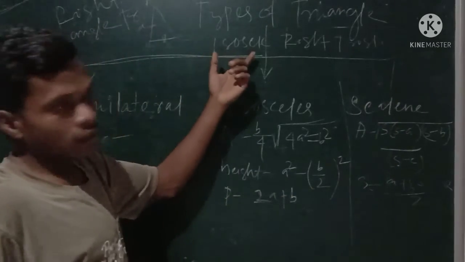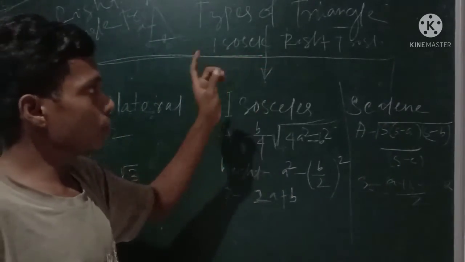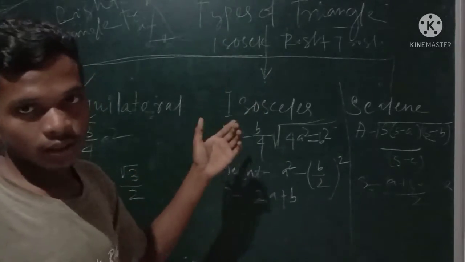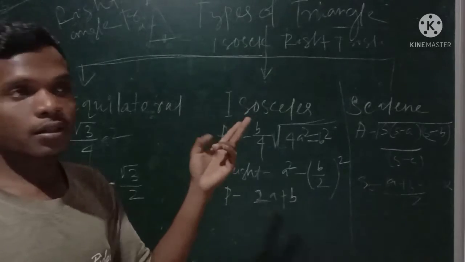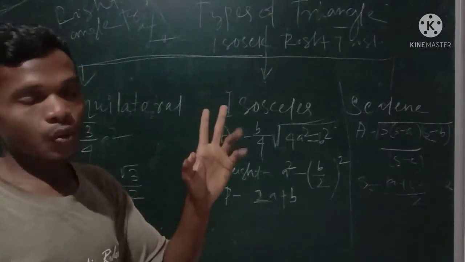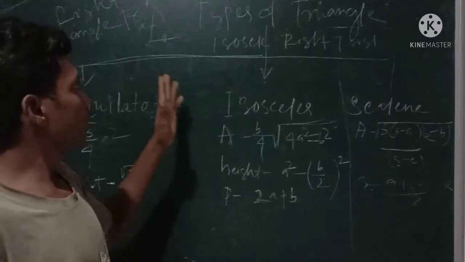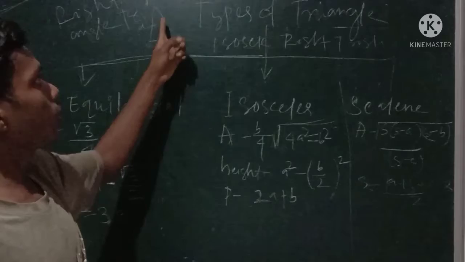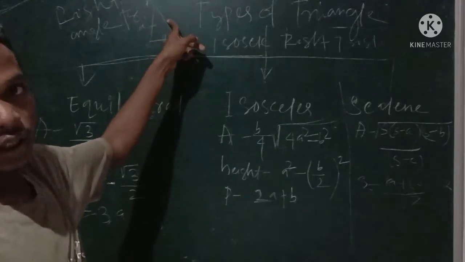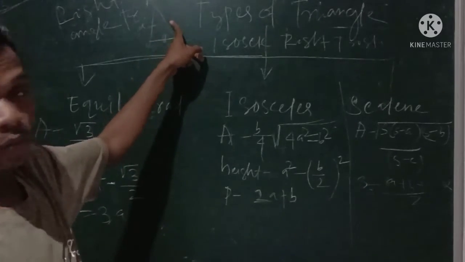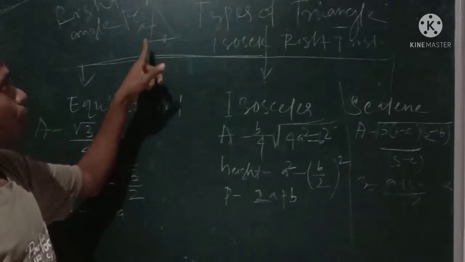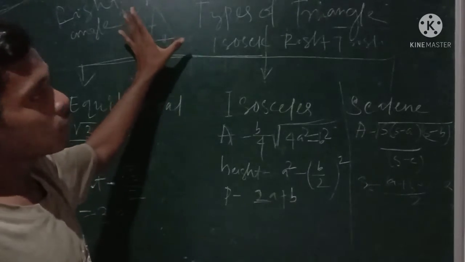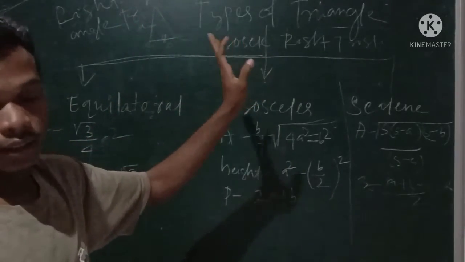We know the isosceles triangle. What is an isosceles triangle? An isosceles triangle is one in which two sides are equal and the other side is not equal, like this. AB and BC sides are equal, but this side is not equal. Here angle B is 90 degrees, so we call this type of triangle an isosceles right triangle.